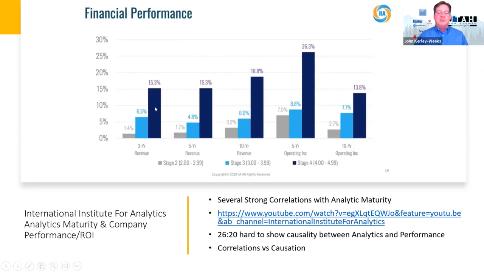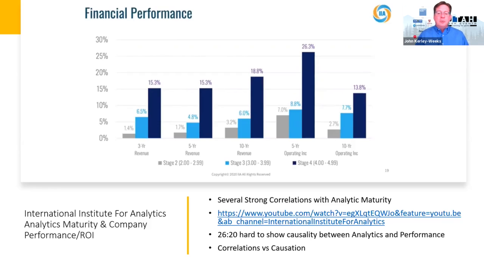So clearly the stage 4 individual groups are getting much better results on operating income and revenue on a 3, 5, and 10-year return compared to people at lower maturity levels.